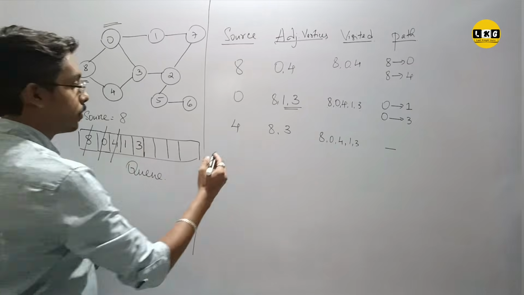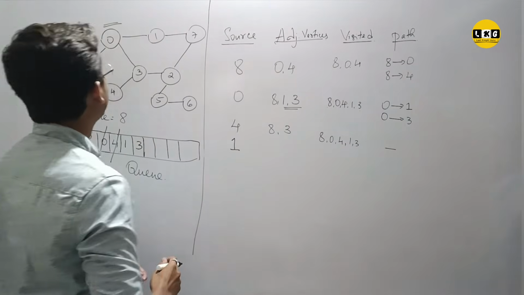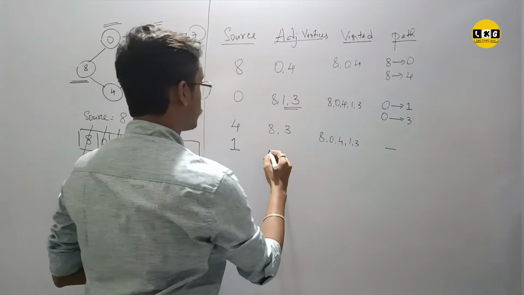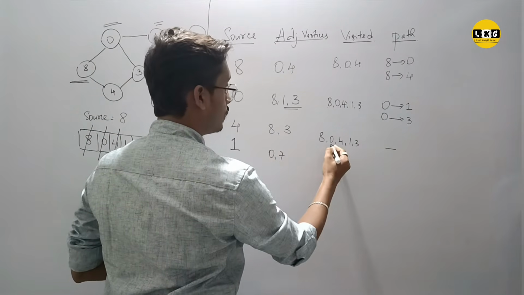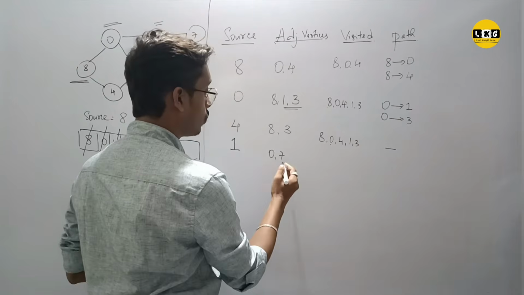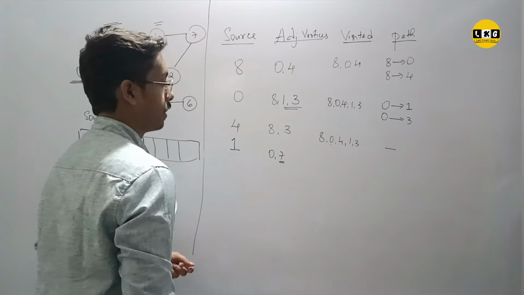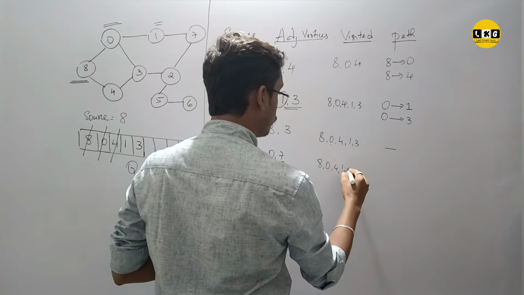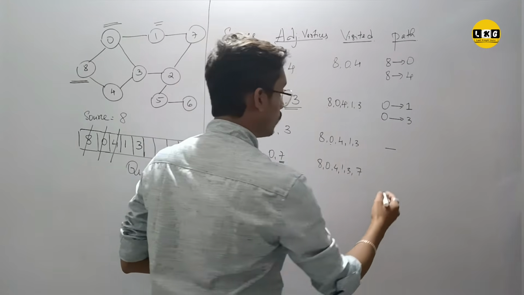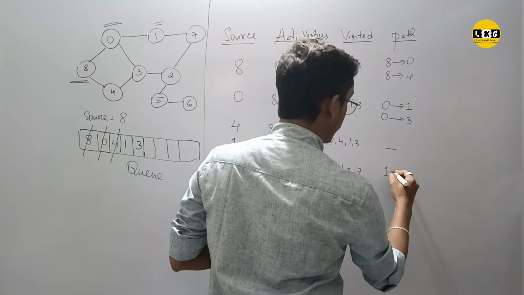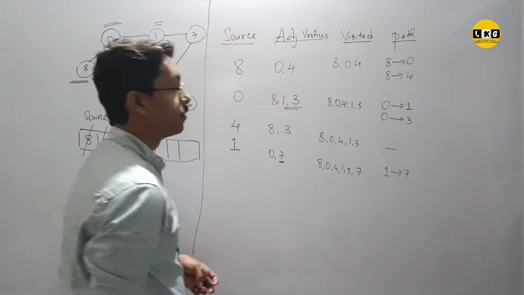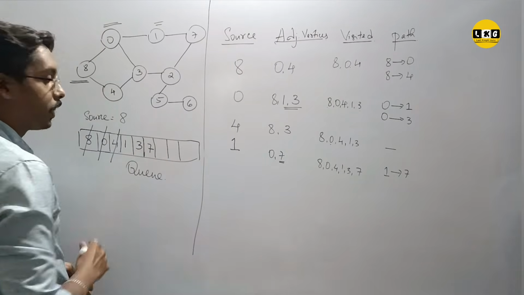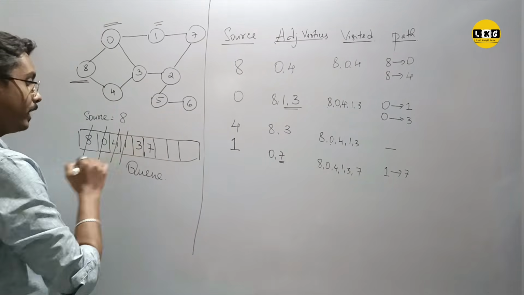Which is the next top of the queue? 1. 1 is the top of the queue. So we come here. And what are the adjacents of 1? 0 and 7. Out of which 0 is already visited. The new node which we are visiting is 7. So in visited, it will be 8, 0, 4, 1, 3 and then 7. What will be the path? Yes, the path will be from 1 to 7. Getting my point? And 7 will be added to the queue, and 1 will be deleted from the queue.